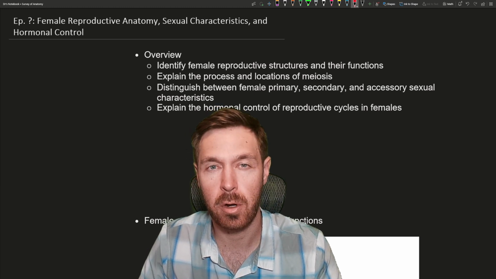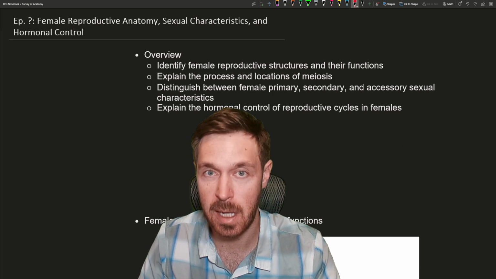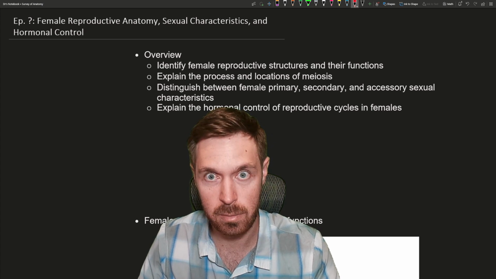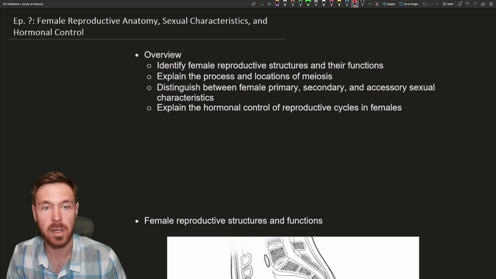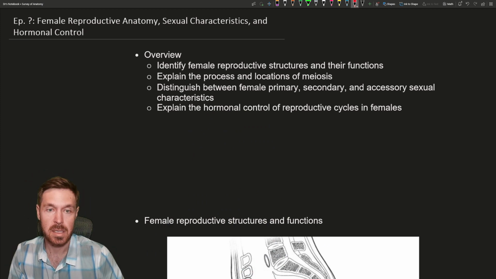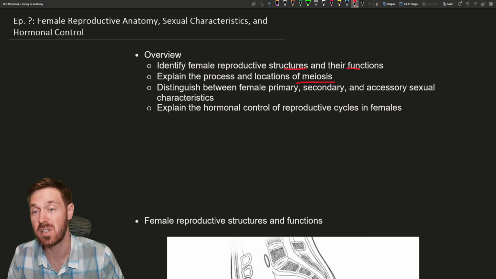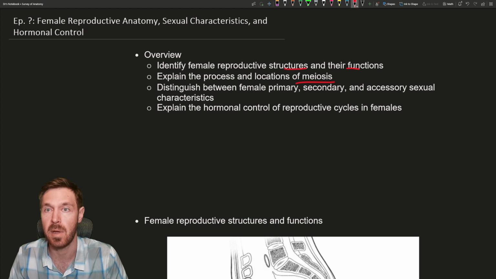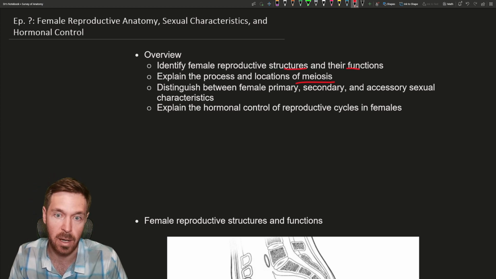So, today we are going to be going into the female reproductive anatomy, sexual characteristics, and hormonal control. In the last video, we talked about the male reproductive system, and now we're going to be going into the female reproductive system, talking about the same topic. So, their structures and their functions, the processes and locations of meiosis, which differs from males. Now, the end product is the same, a haploid cell that has genetic variation compared to the parent cell.